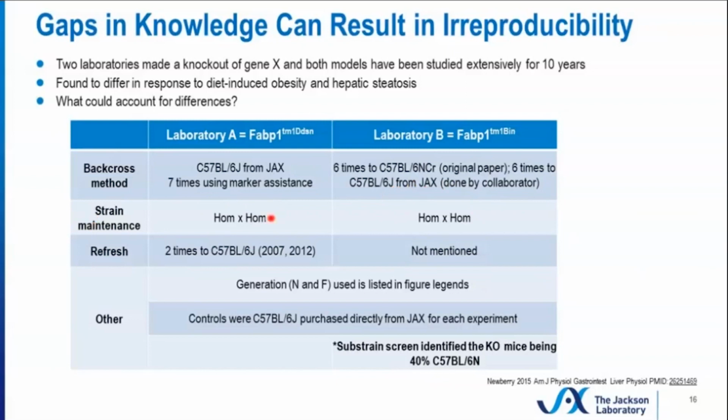The strain maintenance was similarly reported by both labs. But when the topic came to refreshing, lab A did mention that it was refreshed 2 times to black 6J, with the years as well. Lab B missed that data reporting, and the other aspects were more or less reported. Interestingly, the differences in diet-induced obesity and hepatic steatosis were found to be a result of genetic background. I'm not saying that this is bad or good, because this must have been missed, but if you explicitly mention the backcross method, the refreshing, and the background, probably this could have been avoided.